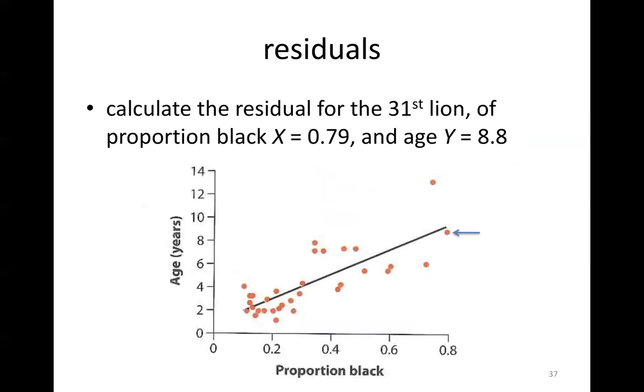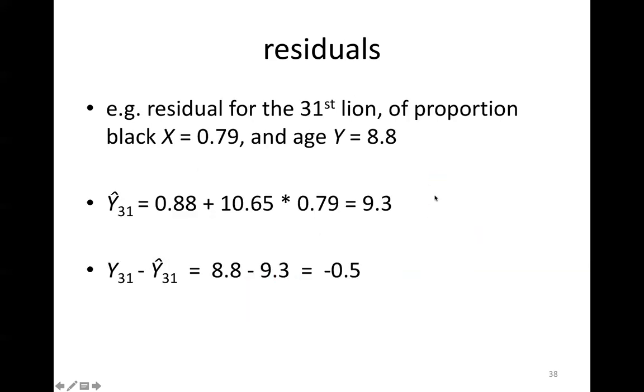The residual for the 31st lion, the last individual in the data set, which has a proportion black of 0.79 and its age is 8.8, is here. It's actually pretty close to the regression line, as we see. So its residual will be small and it will be negative. And this guy will have a large and positive residual.